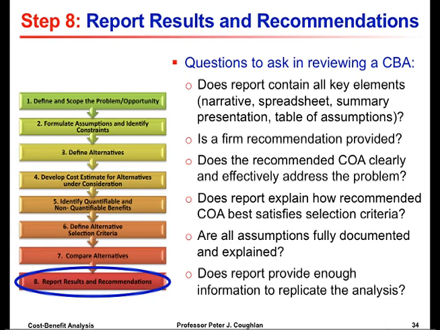Does the recommended course of action clearly and effectively address the problem? Does the report explain how that course of action best satisfies the selection criteria? Say, okay, these are the criteria, here's how it performed. Really convince me, not only that you've got the right selection criteria, but that clearly this course of action is the one that best satisfies those criteria. And also, are the background and the assumptions fully documented? Does the report provide enough documentation overall so that we can replicate your analysis?